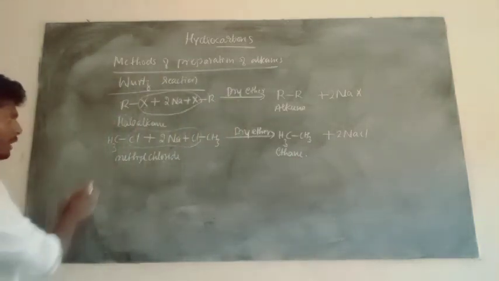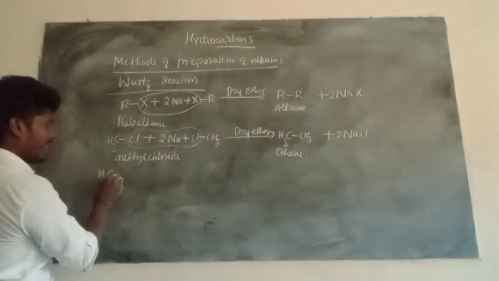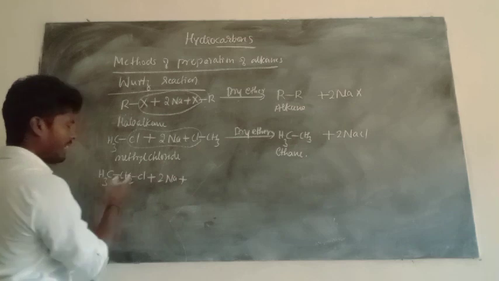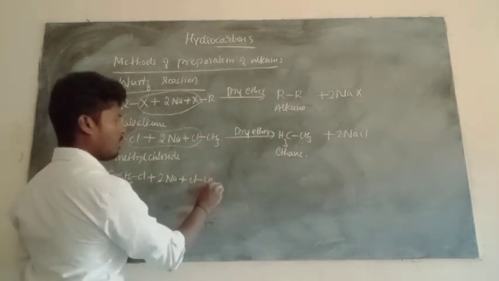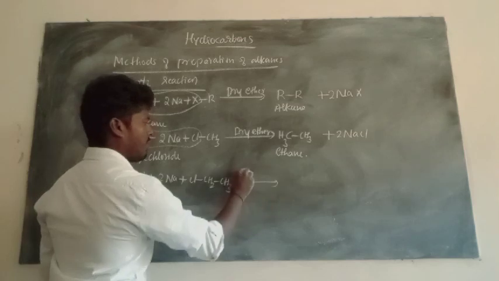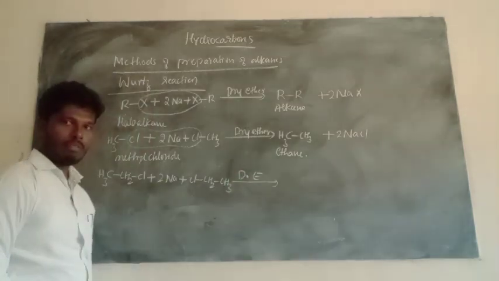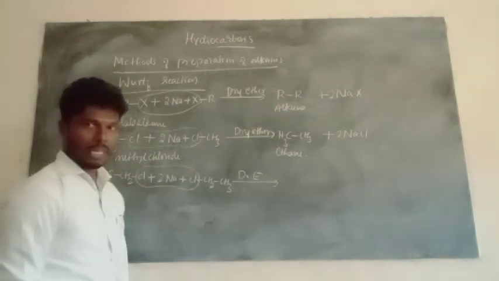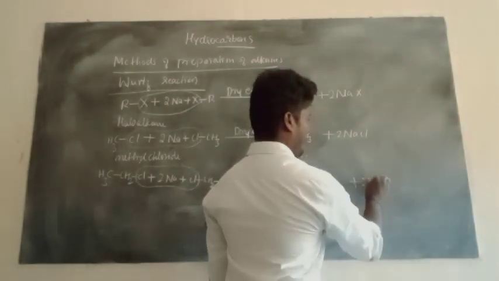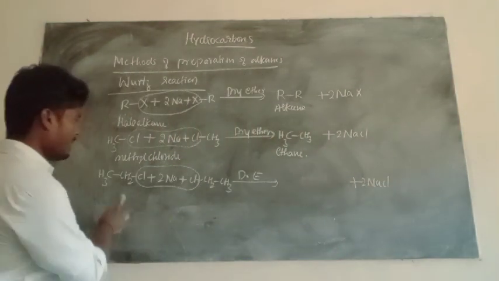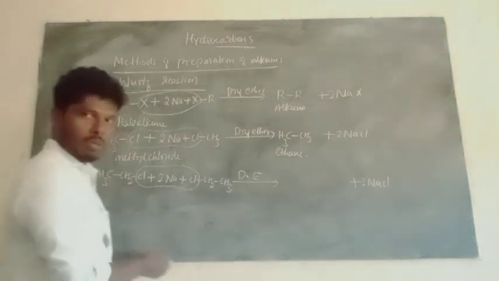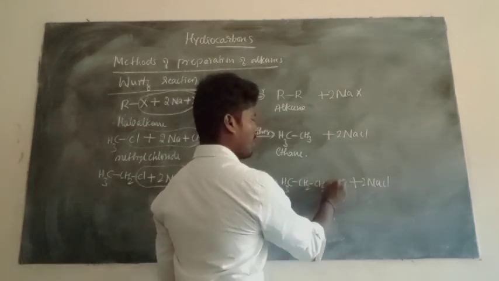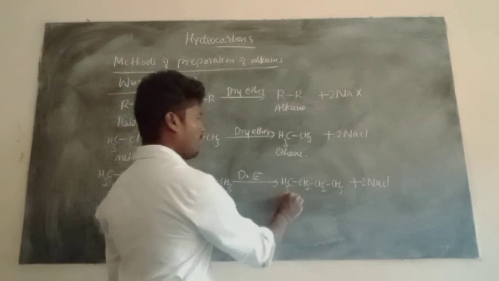So similarly, take one more example. In place of methyl, take ethyl. CH3CH2-Cl plus 2Na, plus again take one more molecule, Cl-CH2CH3, in dry ether. D.E. can be written for dry ether. So now observe what will happen. 2Na and Cl becomes 2NaCl. And the remaining is CH3CH2-CH2CH3. So how many carbons are there? 4 carbons. If there are 4 carbons, what do we call it? Butane.